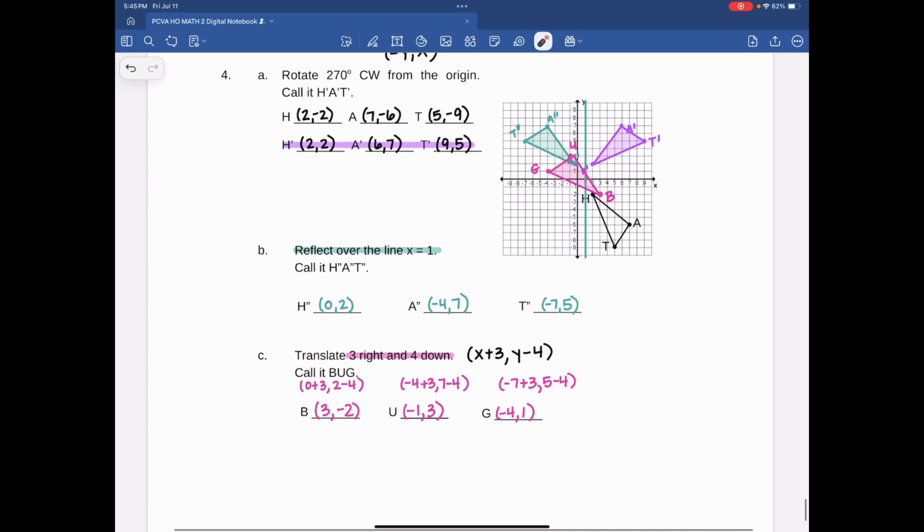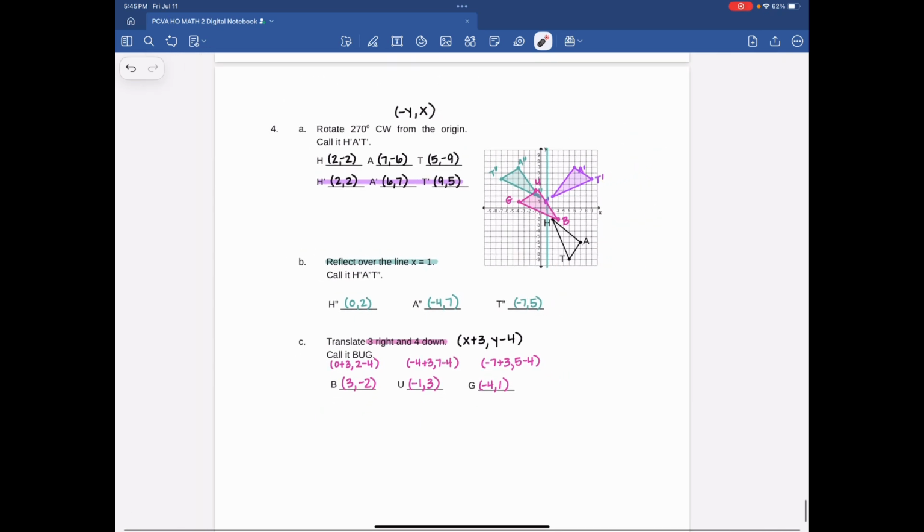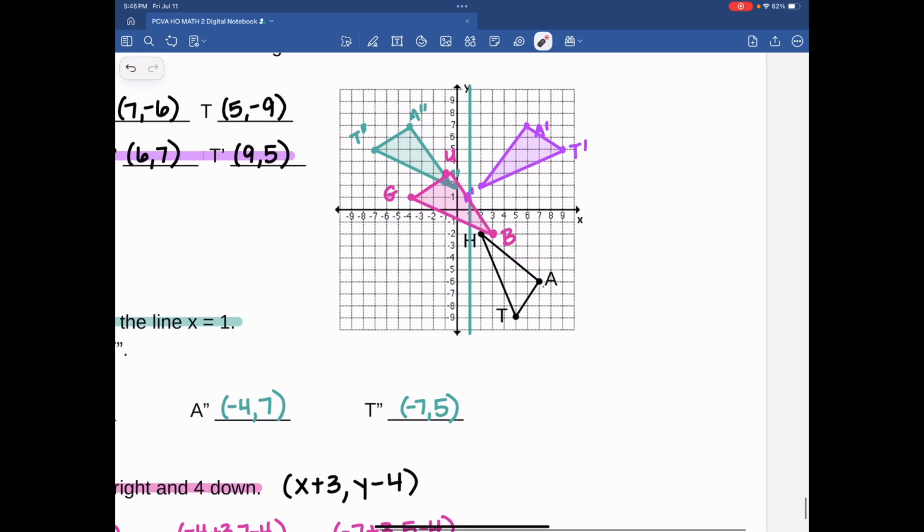So you can do a combination of transformations. You just need to be careful and do them a little bit at a time. So keep that in mind. If you have any questions about these, just let me know, and I'll be more than happy to help.